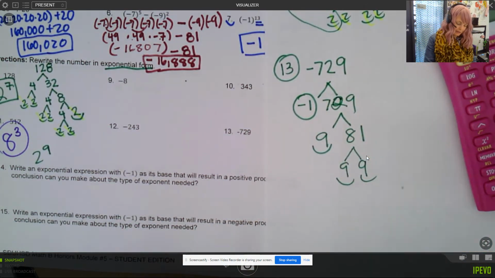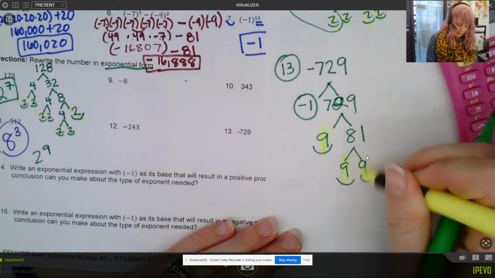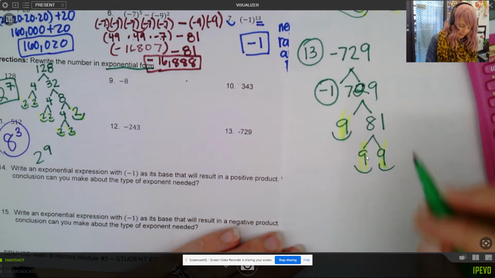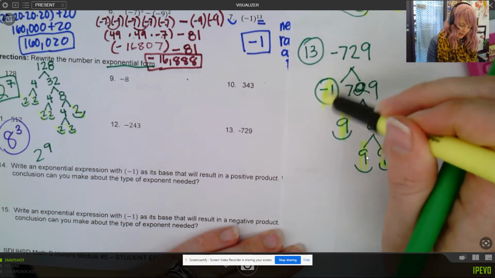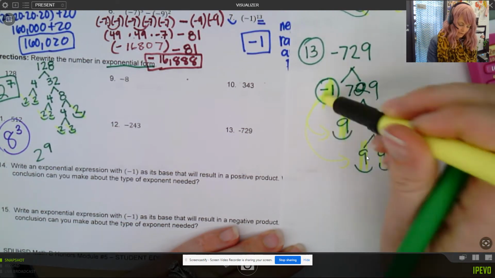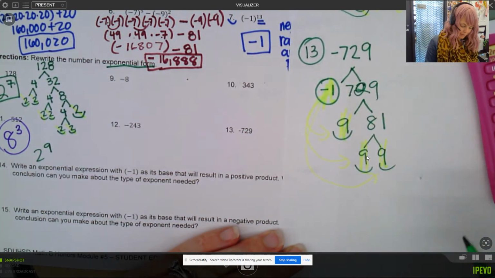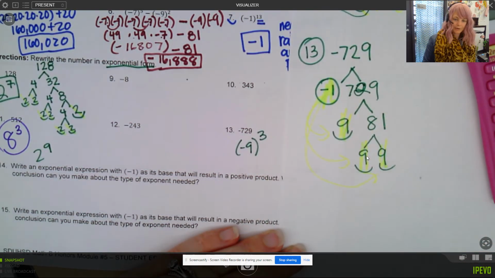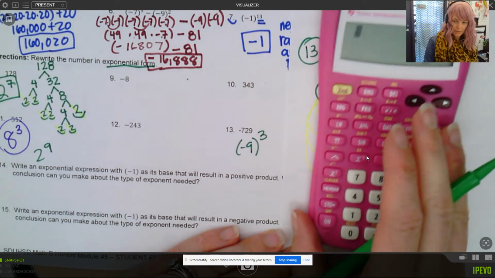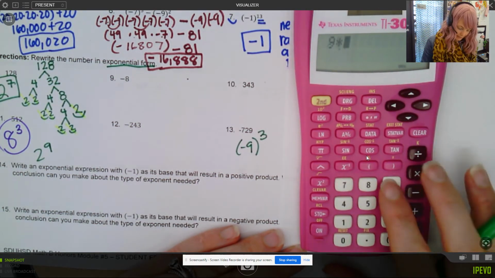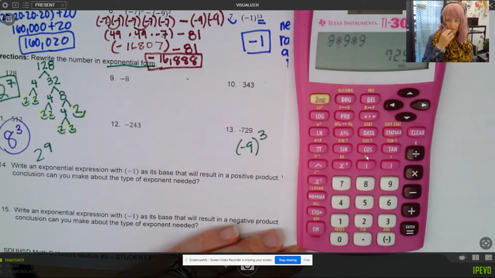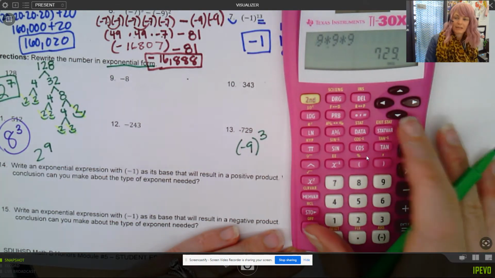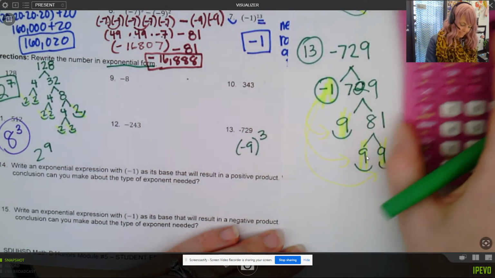So we have this awesome answer. And don't forget this -1 multiplies to all of these. And so we have -9 to the third power. And if we checked that with our calculator, 9 times 9 times 9 is 729. So you can always double check these. Okay.